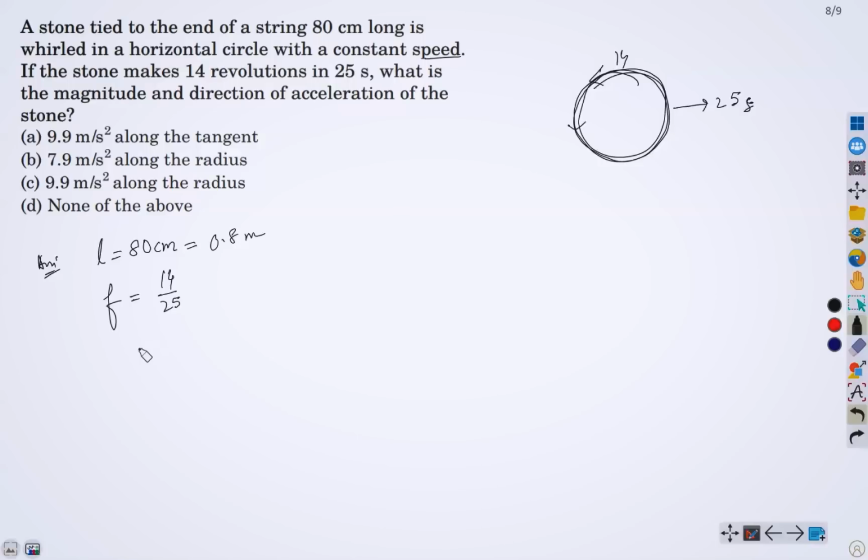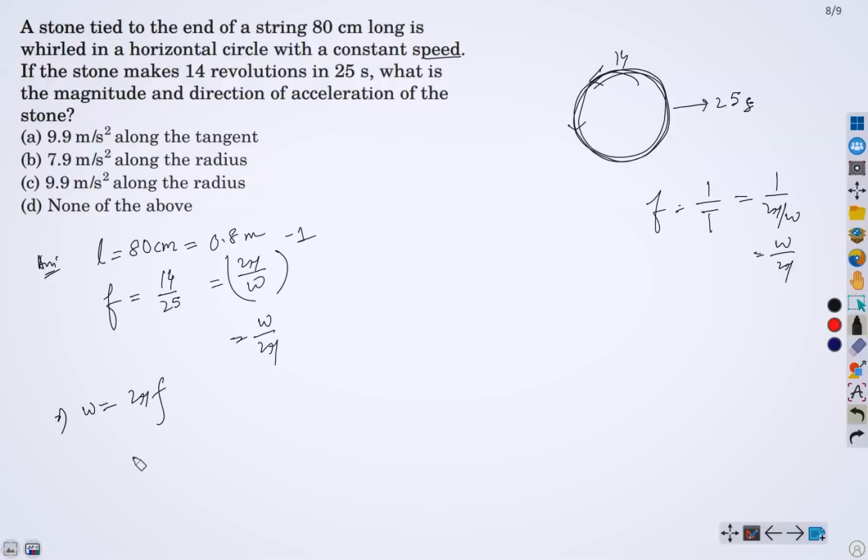On the other hand, we also have seen that frequency is given by this expression, because frequency is basically inverse of time period and time period is 2 pi by omega. So this is omega by 2 pi. So from here we obtain omega as 2 pi f. So from here we can evaluate omega. 2 pi times 14 by 25. This gives 28 pi by 25. Okay. So we obtain omega. From here we can determine our AR, that is the magnitude of the acceleration.